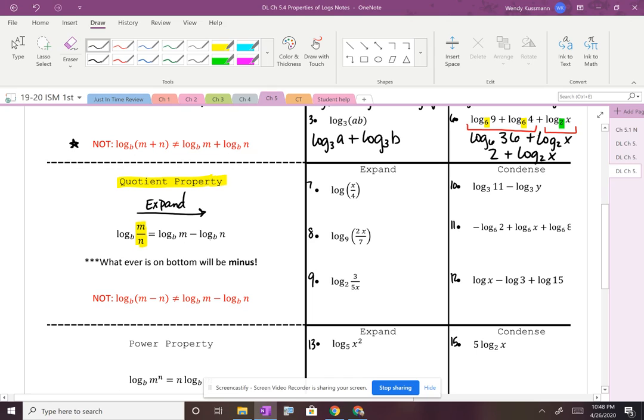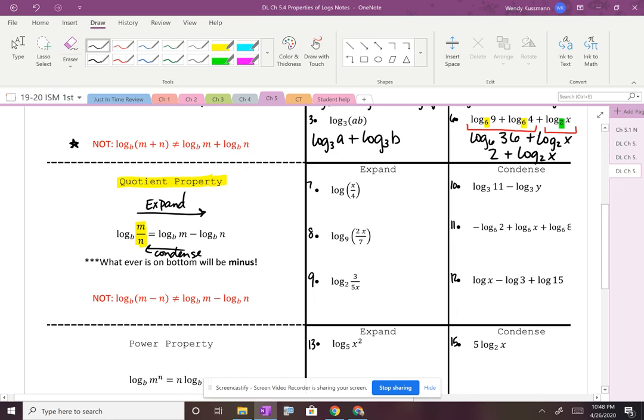Or if you have two logs with the same base that are right next to each other and subtracted, you can condense that into one log with division in the argument. A key thing here is that whatever is on the bottom is going to be a minus sign. So if you have a couple of things on the bottom, they will all have minuses in front of them. And if you have several things on the top, they will all be positive. So this log base b of m is positive because it's on the top.